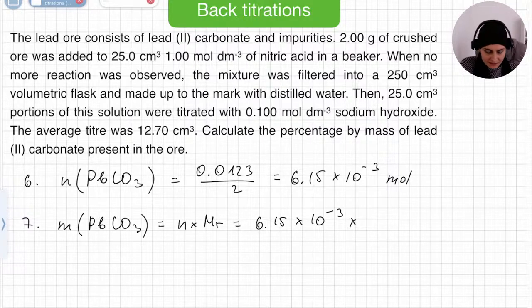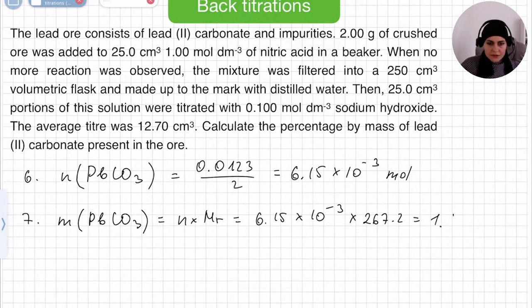Okay, so lead is 207.2 plus carbon is 12, oxygen is 16 times 3, so 267.2. But again, for IB, remember to put your ARs to two decimal places. Right, that's fine. And then that's times 6.15 times 10 to the minus 3. That is 1.64 grams.